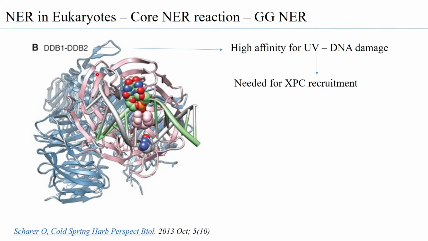So primarily one understands that NER has a very important role in taking care of all damages that happen because of the UV exposure. It means that there has to be something that is specifically recognizing these regions where there is a UV exposure based DNA damage, and then there is something that is calling in the NER system to repair the adduct.